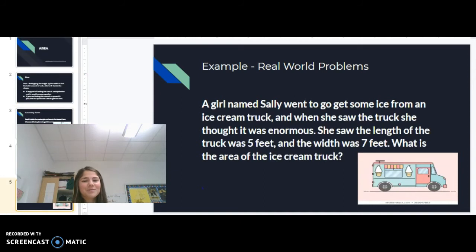An example of a real world problem is a girl named Sally went to go get some ice cream from an ice cream truck. And when she saw the truck, she thought it was enormous. She saw the length of the truck was 5 feet and the width was 7 feet. What is the area of the ice cream truck?